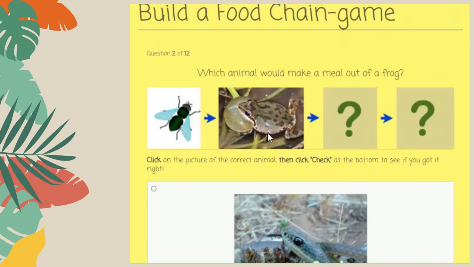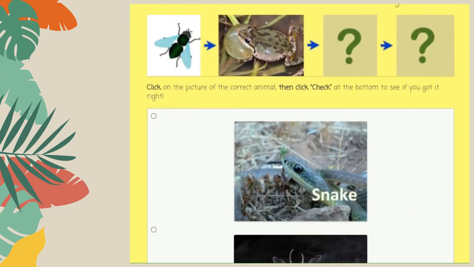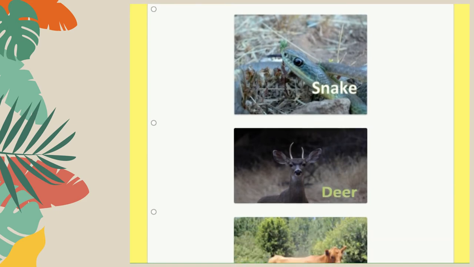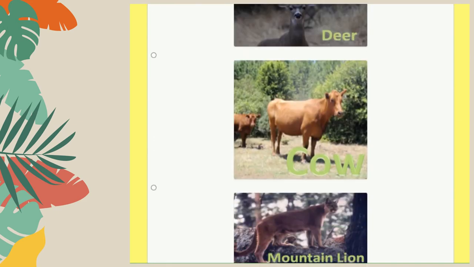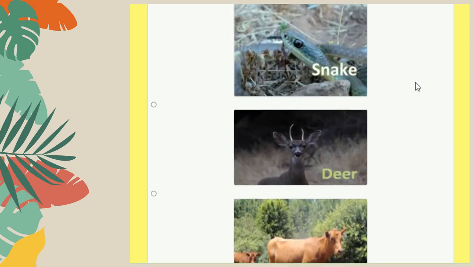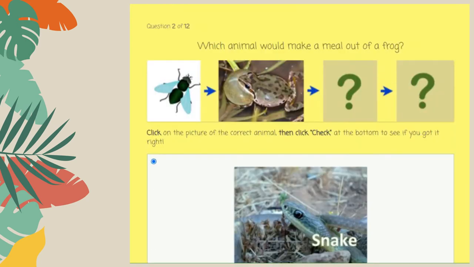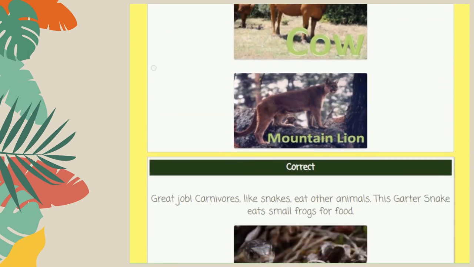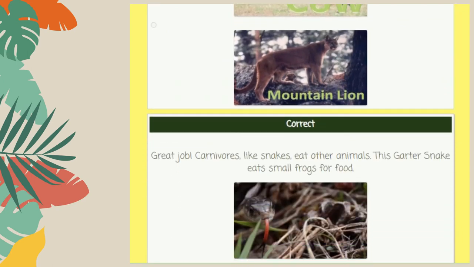Which animal would make a meal out of frog? Do snakes eat frogs? Do deers eat frogs? Do cows eat frogs? Or lions? What do you think? I will choose the snake. This is correct. Carnivorous animals like snakes eat frogs. This is a garter snake that eats small frogs for food.